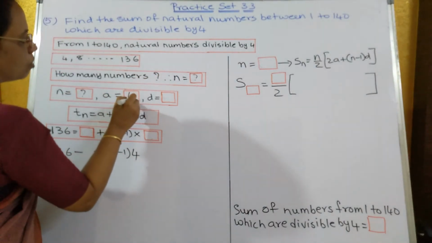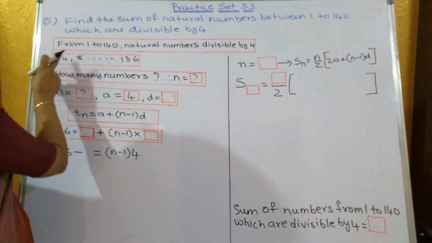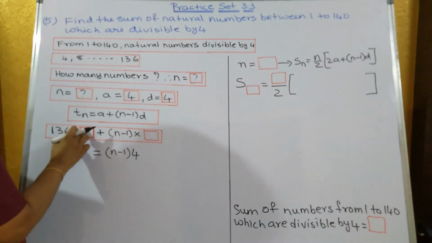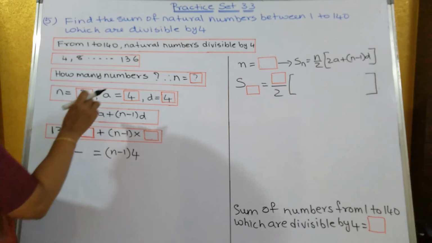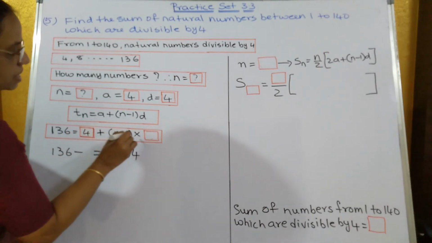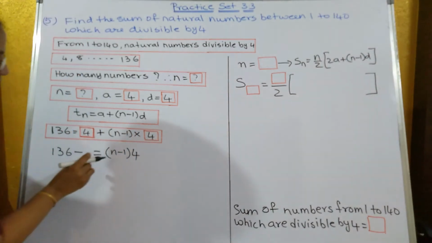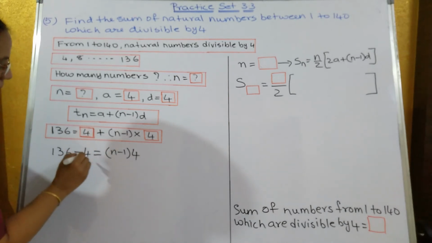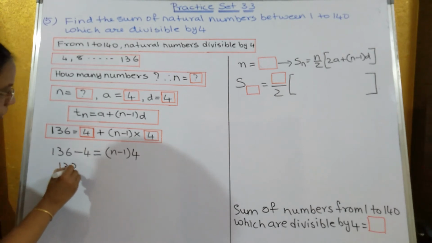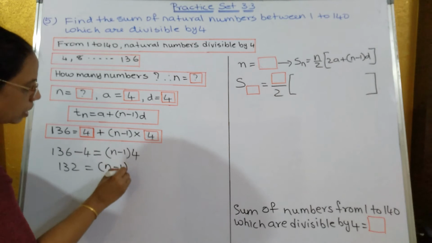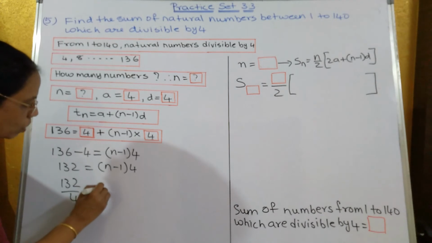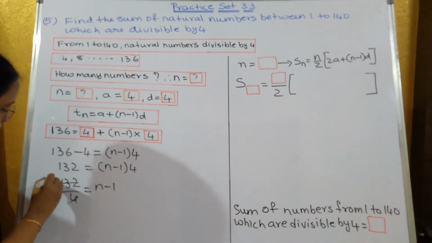A is equal to how much? 4. A is equal to 4 and D is equal to how much? 8 minus 4, that is also equal to 4. Formula is what? Tn is equal to A plus n minus 1 into D. So what's the last term? Tn is equal to 136 is equal to A, which is 4, plus n minus 1 into D. D is also 4. Now bring this 4 on this side, you'll get 136 minus 4. Therefore 136 minus 4 is 132 is equal to n minus 1 into 4. Now bring this 4 below. So 132 upon 4 is equal to n minus 1. When you divide this, you get 33.